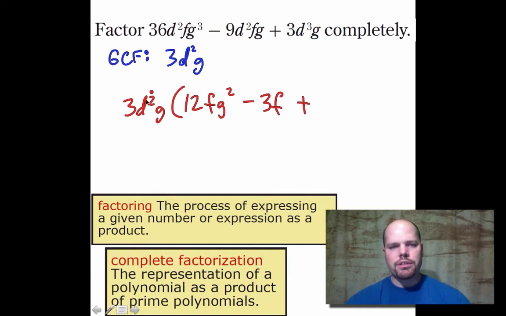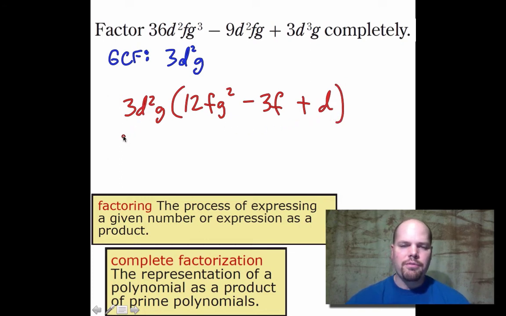Plus 3, we took out a 3, so we're left with a 1 there. And you would write 1 if there was nothing else there, but we have a d cubed, we took out d squared, so there's still a d, 1d there. G, we divided out a g, so we're left with just like a times 1. Okay, so that would be factored completely. These are prime polynomials, meaning they have no common factors anymore.